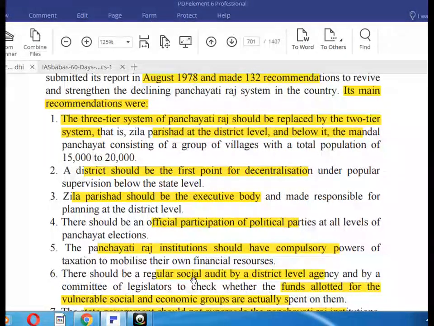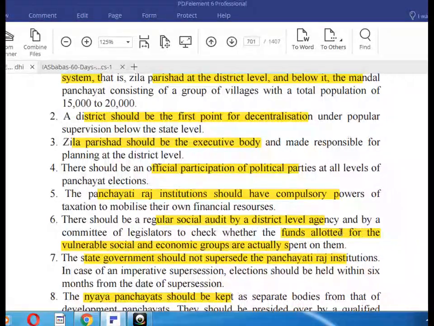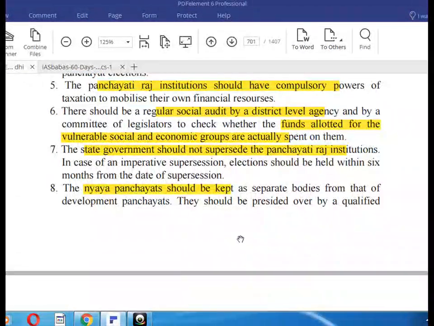There should be a regular social audit by a district level agency and by a committee of the legislature to check whether the funds allocated for the vulnerable social and economic groups are actually spent on them. The state government should not supersede the Panchayati Raj institutions. The Nyaya Panchayats should be kept as separate bodies from the development panchayats.